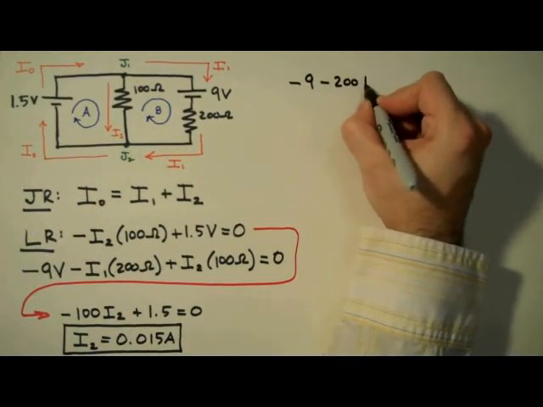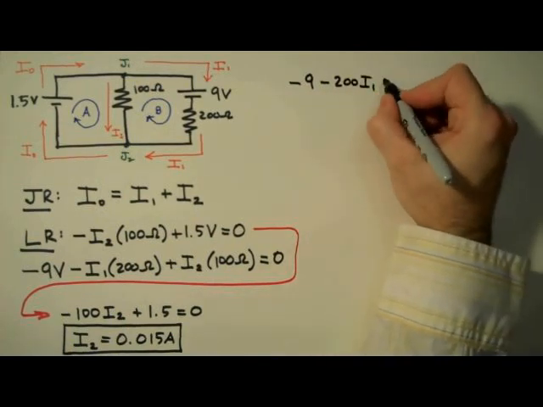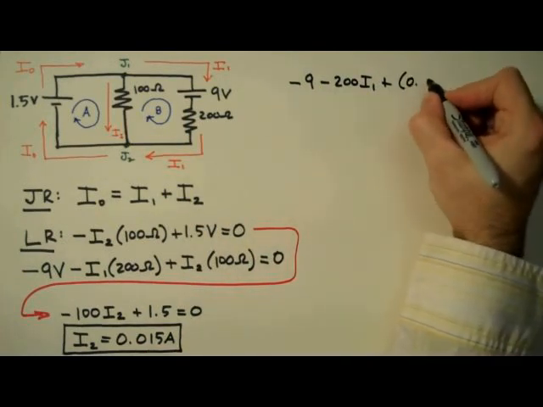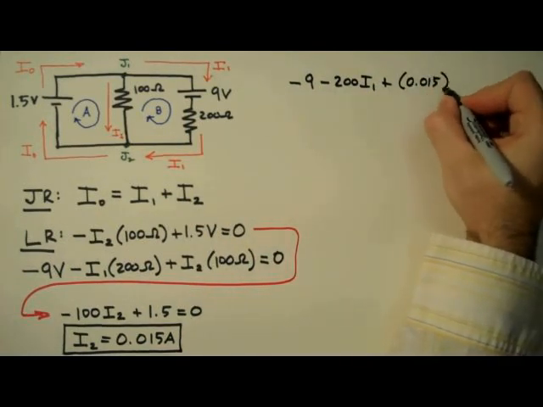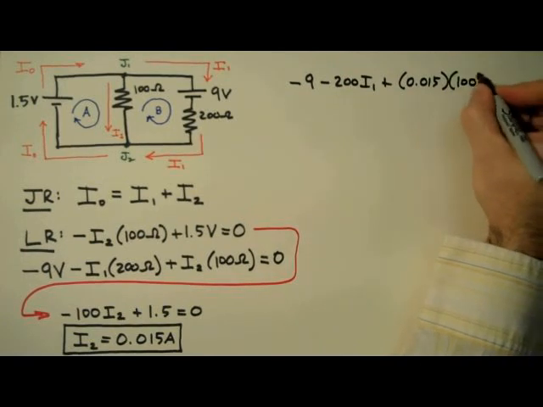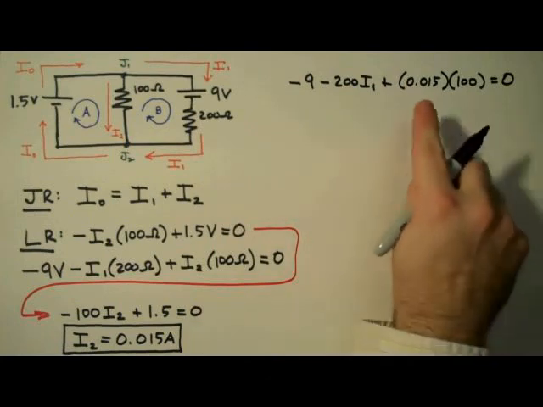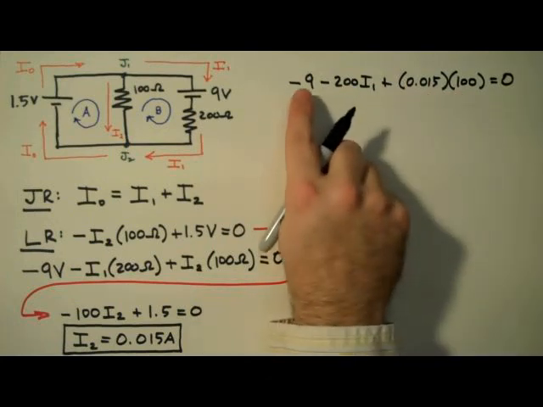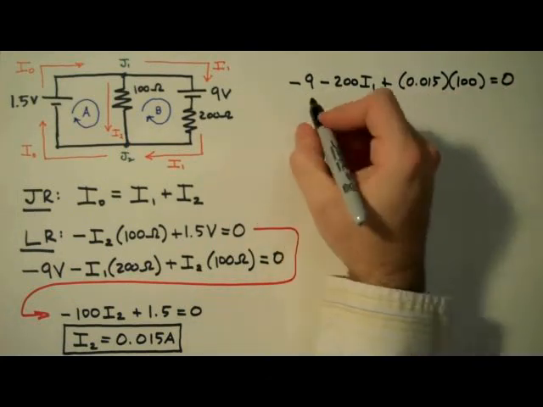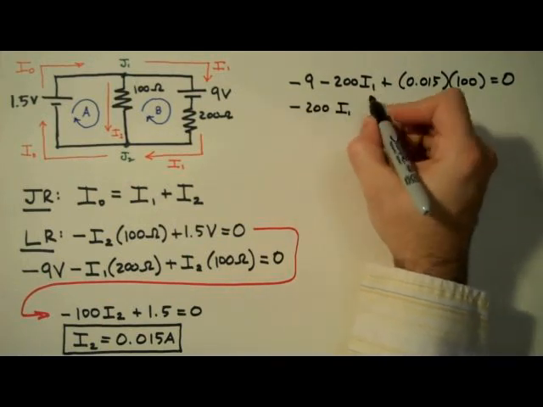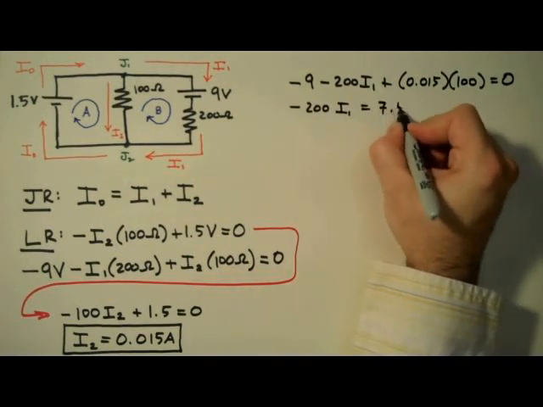Rewriting the equation. By the way, if you're comfortable with linear algebra, you may want to set these equations up in a matrix and solve for the variables that way. Often, that is a much simpler way of handling the algebra. In this case, I'm just going to plug and chug. So this product is equal to 1.5 volts. Move it to the other side. I have negative 200 I1 is equal to positive 7.5.